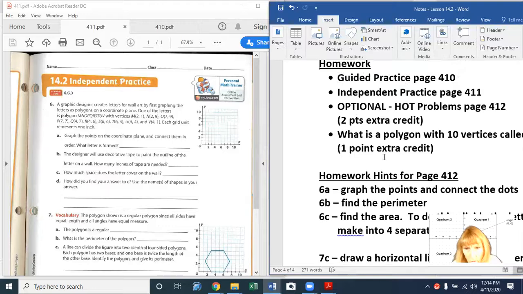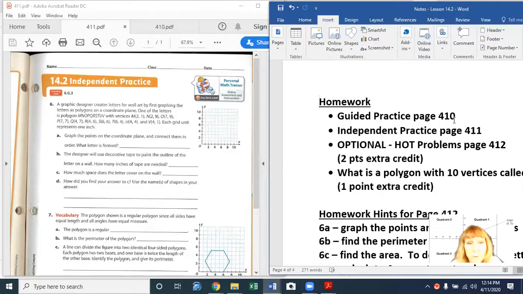So here's your homework, first of all. You have to do guided practice page 410, turn that in. You should be able to have that just done because you watched the video. And then independent practice is page 411, which is what I have on the left side of the screen right now. It's optional. You can do page 412 if you'd like to do the hot problems. It's 2 extra credit points for that.